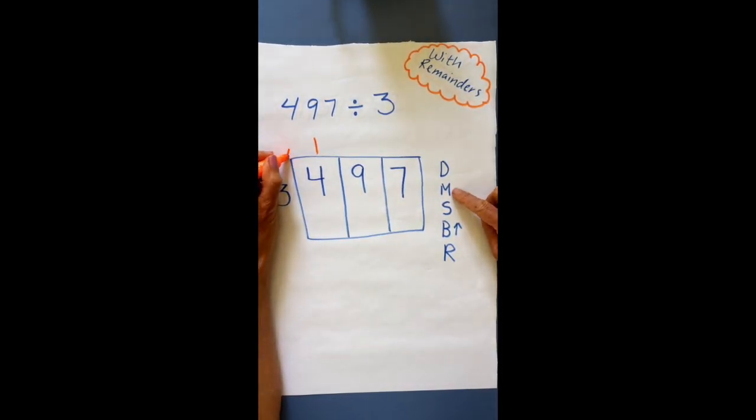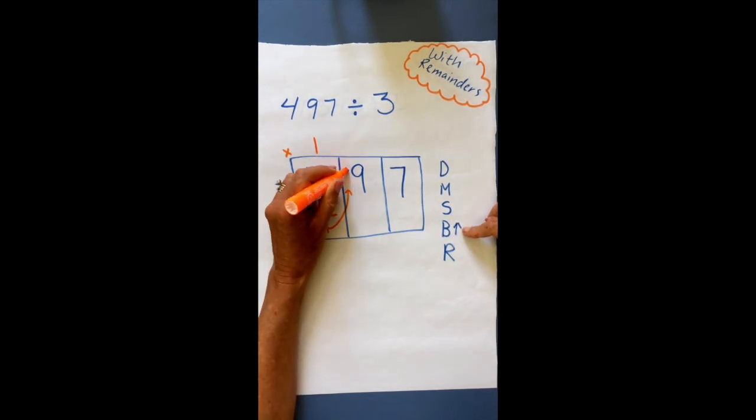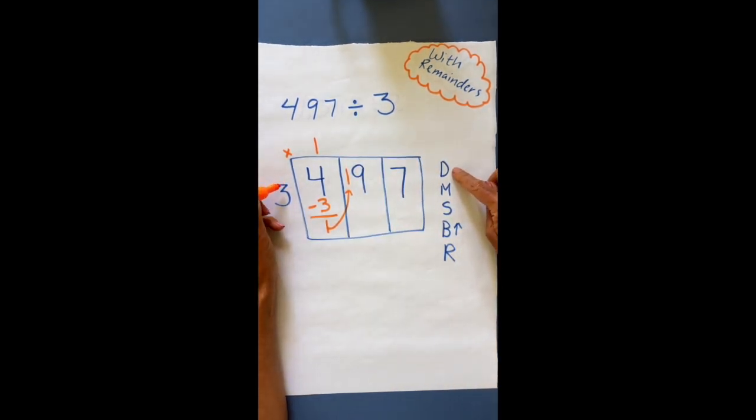Now I'm going to multiply. 1 times 3 is 3. Now I'm going to subtract. 4 minus 3 is 1. Now I'm going to bring up the remainder, which is 1. And now I'm in the second column, and I'm going to repeat and start with division.